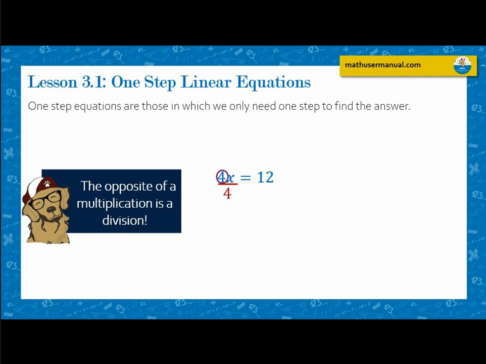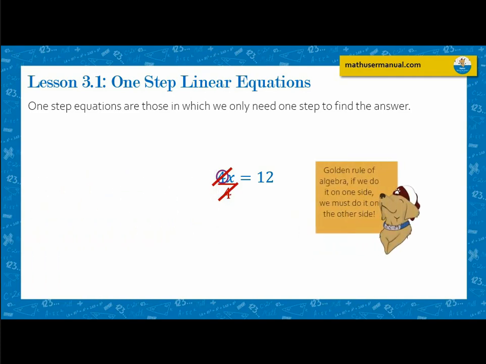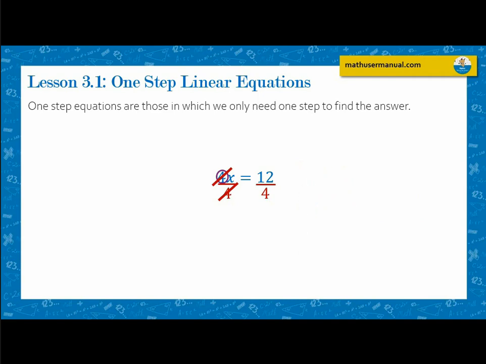And remember, opposites in algebra cancel. So we can cancel the 4 on the x and the 4 on the bottom of the x. But the problem is not over because of the golden rule of algebra. If we divided by 4 on the left side, we need to divide by 4 on the right side. After that, just do the operation. 12 divided by 4 is 3. The x is by itself, so x equals 3 on this problem.